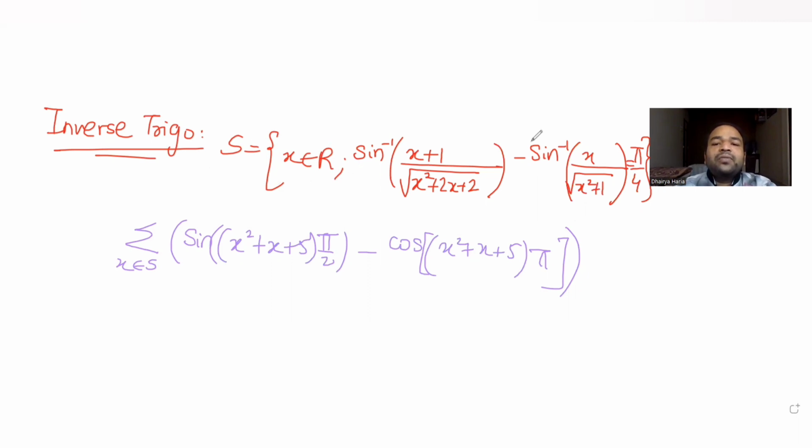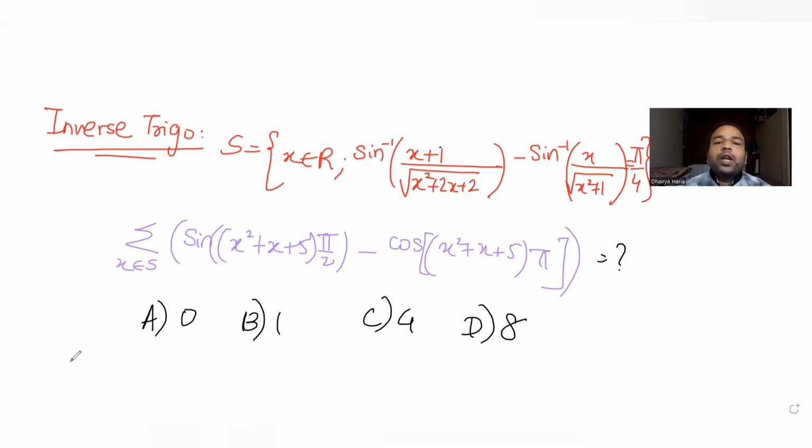So first of all, let's find the values of x which belong to set S. Once we get the values of x, we'll substitute those values here and find the sum of the entire expression asked. There are four options also given to us for the value of the expression: 0, 1, 4 and the last option 8. So we need to figure out which is the correct answer.